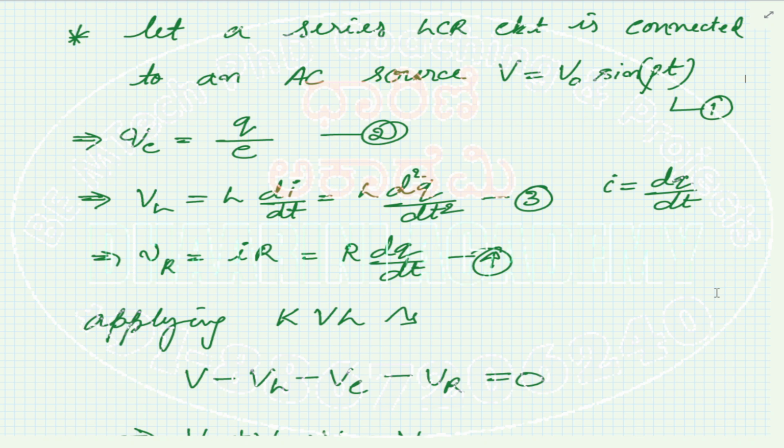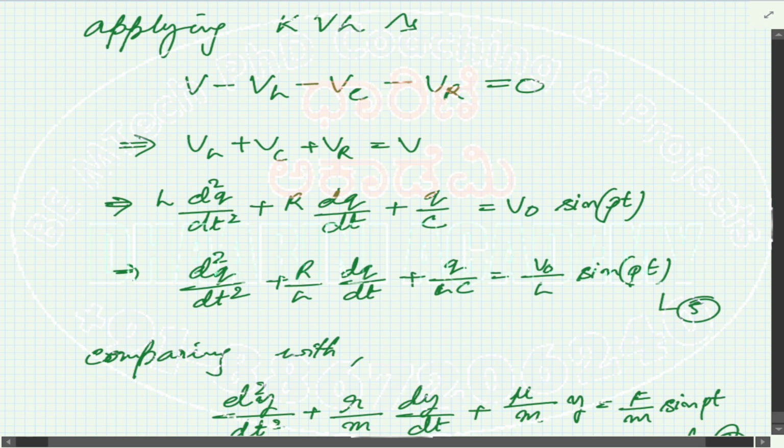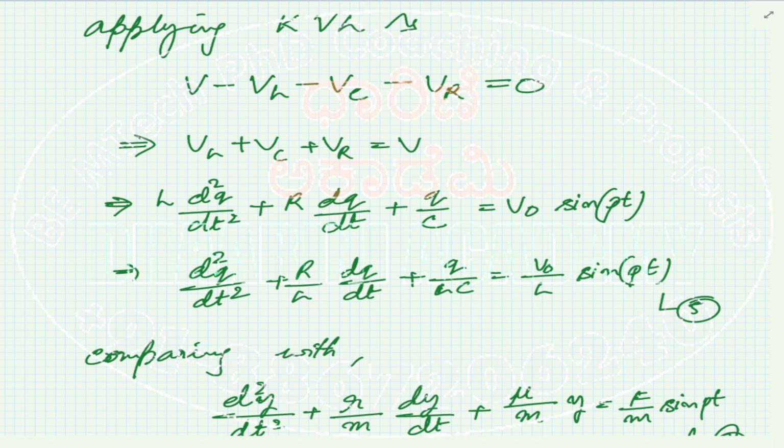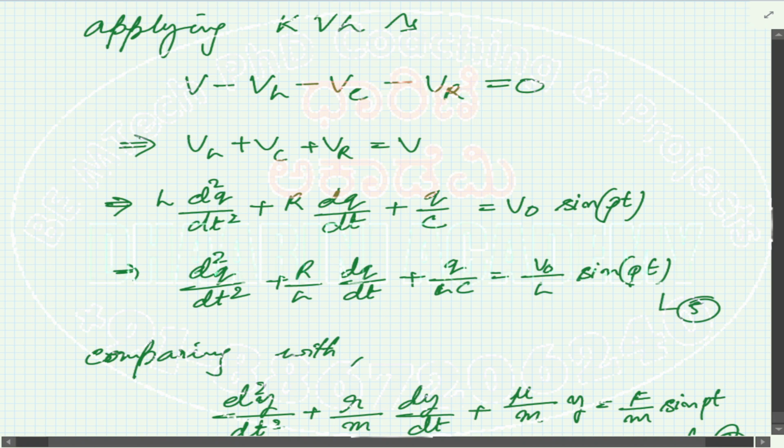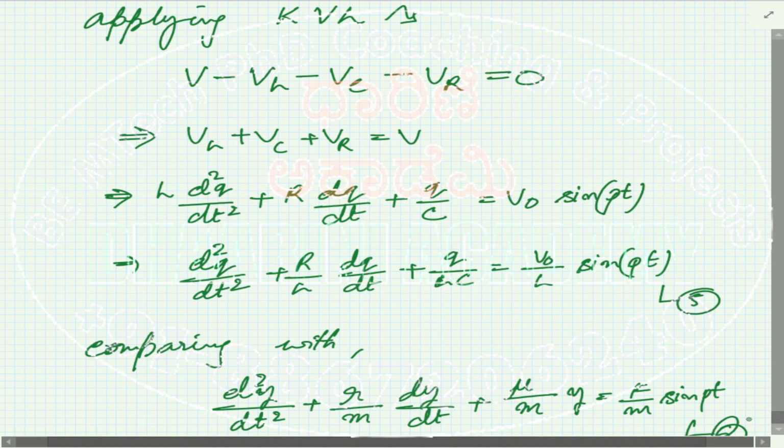Then we apply KVL to the circuit in the direction shown in the circuit diagram, moving in the clockwise direction. The KVL says that the algebraic sum of voltages is equal to 0. So we start from the plus of the power supply, so it is plus V. Then minus VL minus VC minus VR equal to 0. After that we take the negative terms to the other side, which gives V equals VL plus VC plus VR.